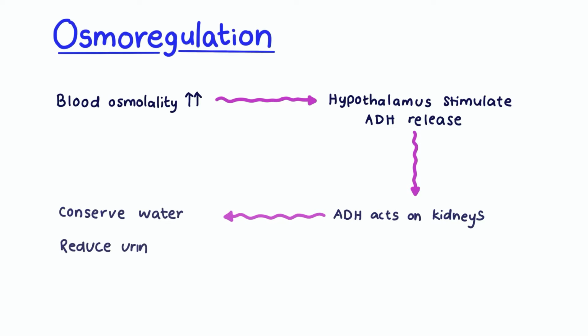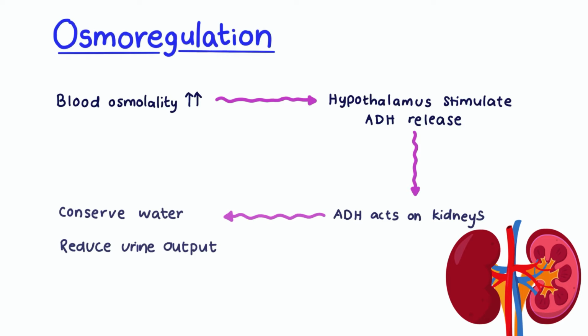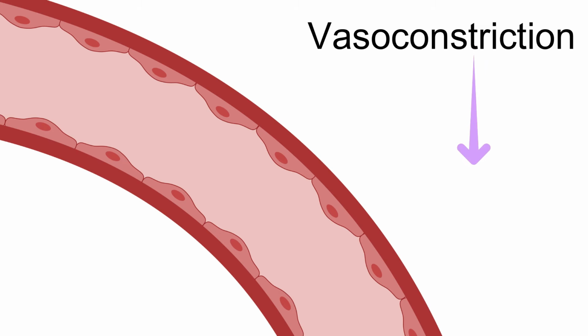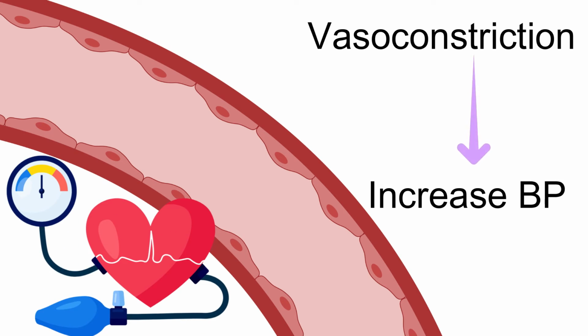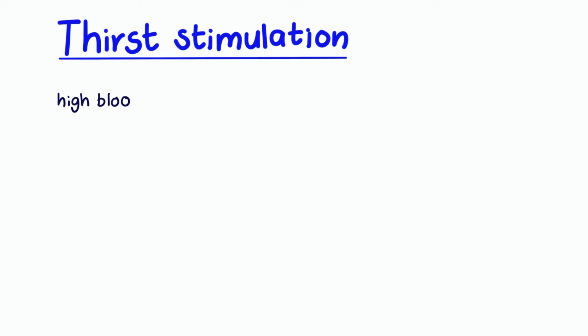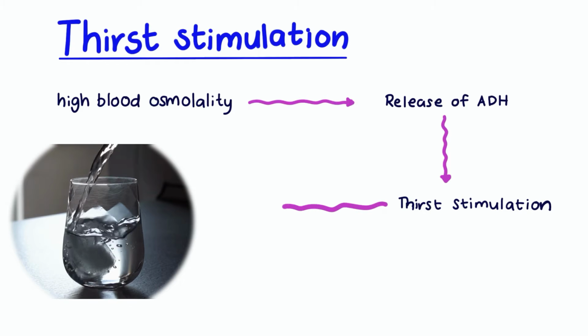In addition to its role in water balance, ADH also has vasoconstrictive effects on blood vessels. This means it can cause blood vessels to constrict, leading to an increase in blood pressure. This effect is more prominent at high concentrations of ADH. It's also involved in stimulating thirst. When blood osmolality is high, ADH is released and it signals the brain to induce the sensation of thirst, prompting an individual to drink more fluids to help restore their water balance.